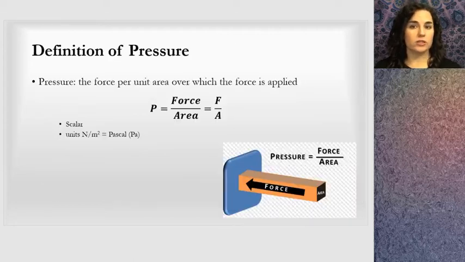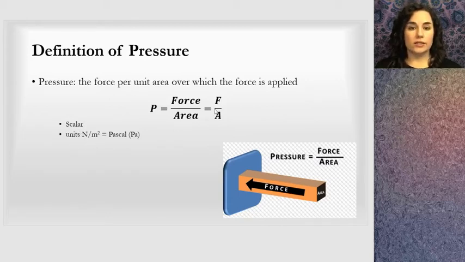So that brings us to our definition of pressure. Pressure is the force per unit area over which a force is applied. You can see in the diagram here that we have a surface. There's a force being applied to that surface, and there's an area over which that force is being applied. Pressure is defined as force over area, F over A. This is a scalar quantity. Pressure does not have direction, it's just a quantity.